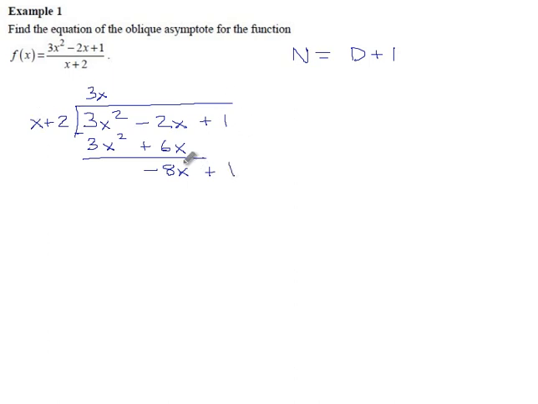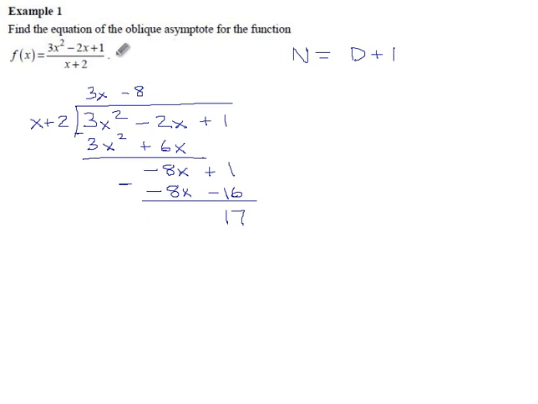x goes into negative 8x, negative 8 times. Negative 8 times x is that. Negative 8 times 2 is negative 16. And again, we subtract. Negative 8x minus negative 8x is like negative 8 plus 8. That cancels. And then we get 1 minus negative 16, which is like 1 plus 16, which is 17. Okay. That's the long division done.